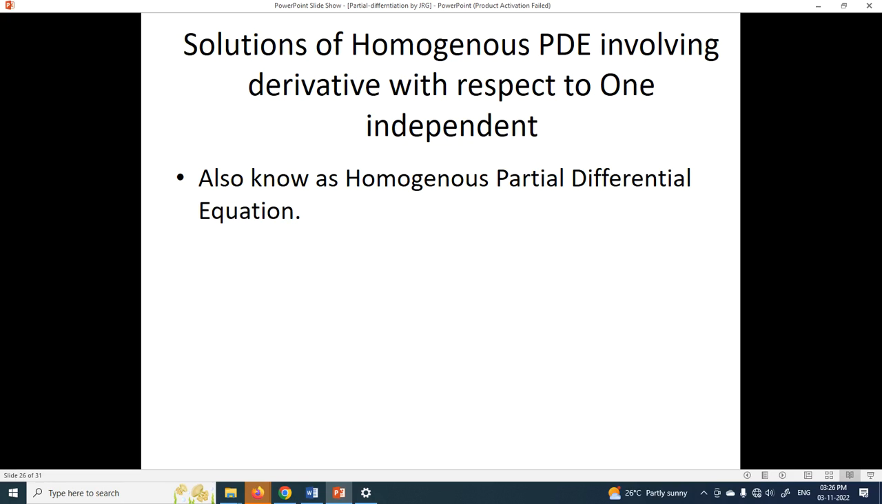Now I am going to start with the solution of homogeneous partial differential equations involving derivatives with respect to one independent variable. So this is very, very important.